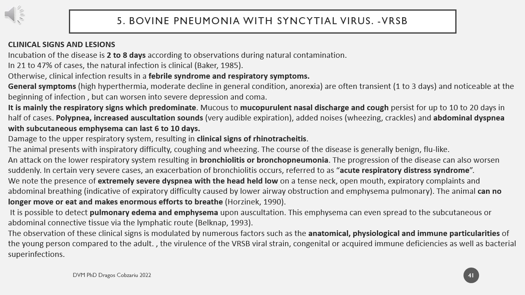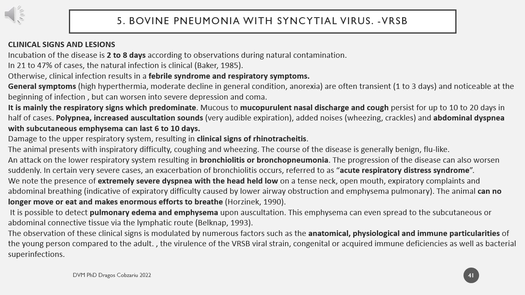Mucus to mucopurulent nasal discharge and cough persist for up to 10 to 20 days in half of cases. Polypnea, increased auscultation sounds, very audible expiration, added noises, wheezing, crackles, and abdominal dyspnea with subcutaneous emphysema can last 6 to 10 days. Damage to the upper respiratory system, resulting in clinical signs of rhinotracheitis. The animal presents with inspiratory difficulty, coughing and wheezing. The course of the disease is generally benign, flu-like.